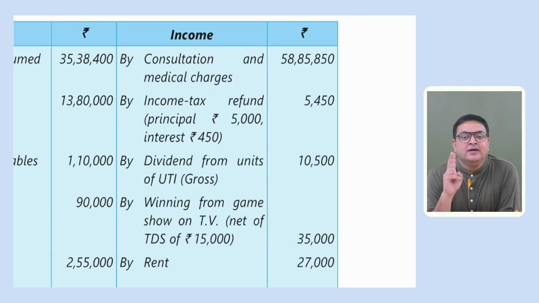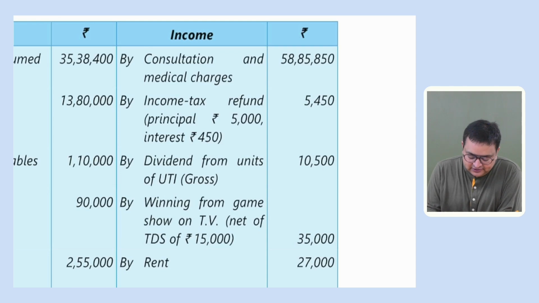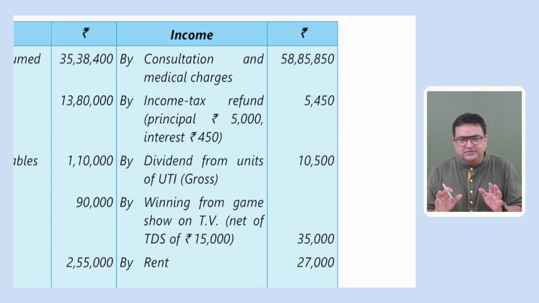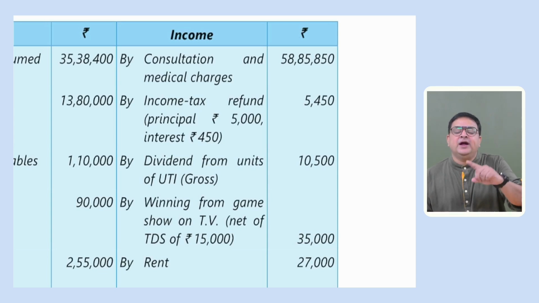Correct? First of all. Second, if you receive interest on the income tax refund, then that interest portion will become your IFOS. Only that interest portion will become your IFOS. So let's see what it is. They are telling us that it is income tax refund. Principal amount is 5,000, so 5,000 is not our income, not taxable. But interest is 450, so this is 5450 total. Anyways, we have to take it out from here because it is not PGBP. We will take out 5450 entirely, and we will take 450 under IFOS. Got it?